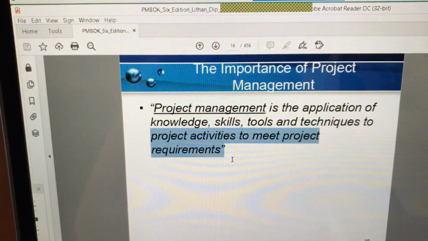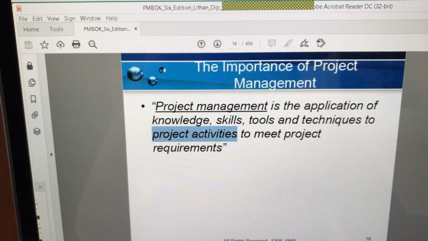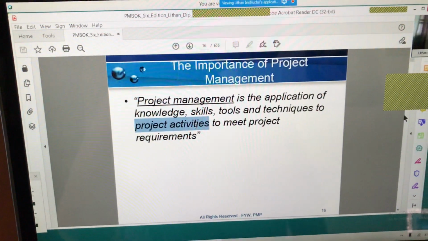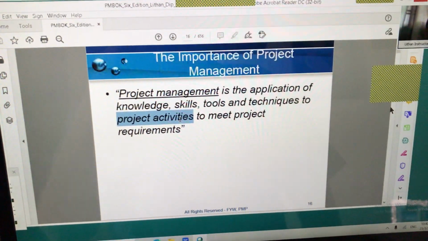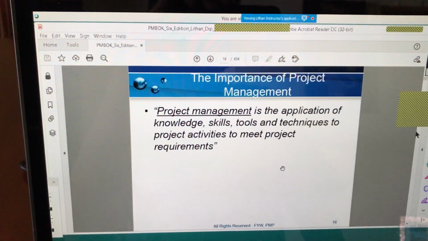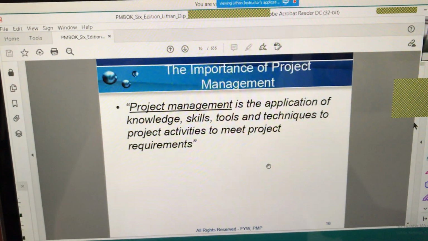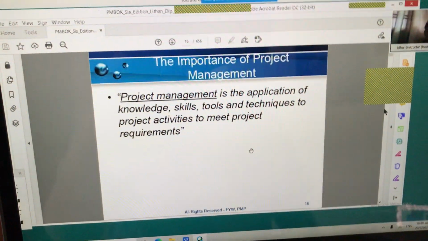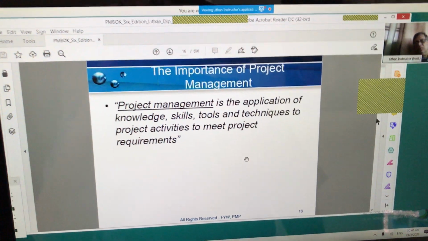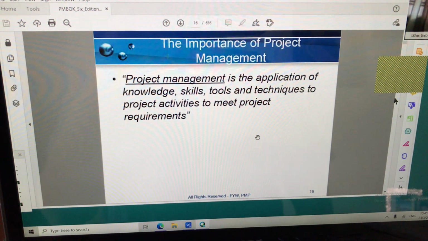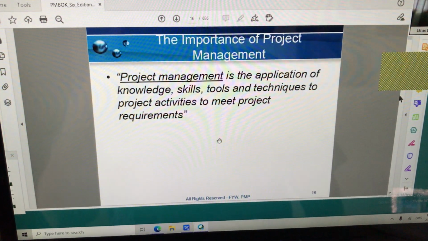We'll see what the project activities are. This is the work that we are going to do to create the product. Okay? Project management is application of skills, knowledge, tools and techniques to project activities to drive, to meet, to generate the project requirements, to address the project requirements.